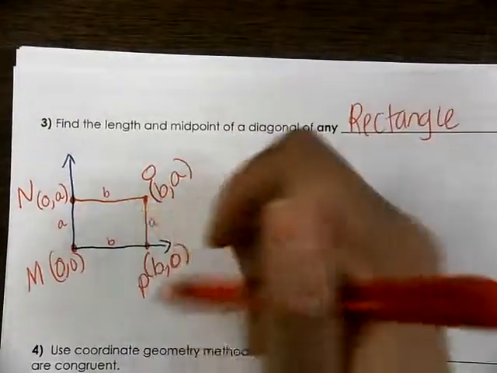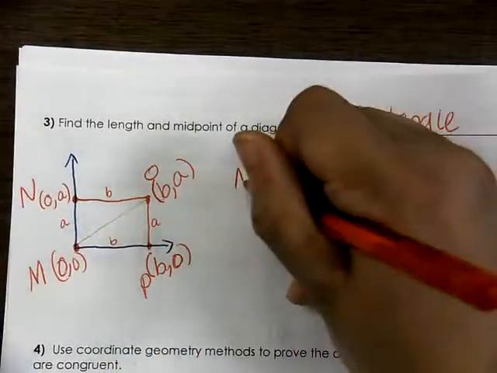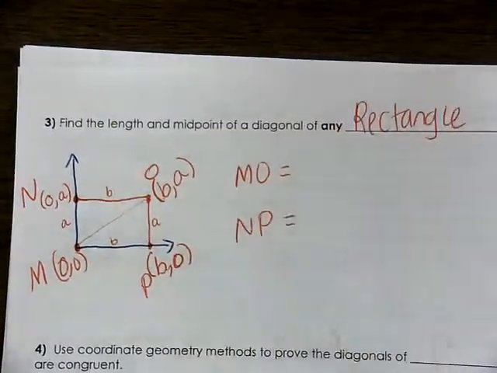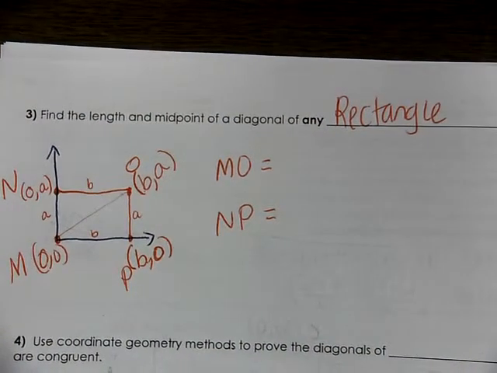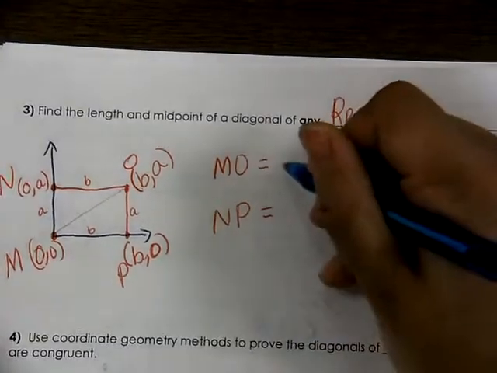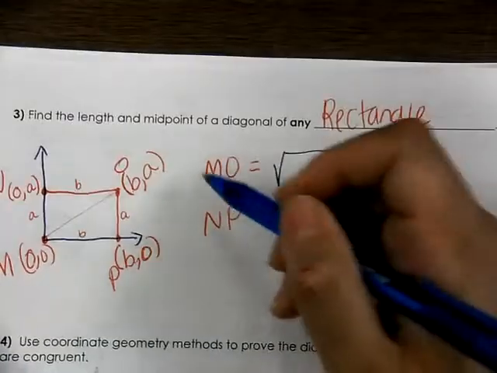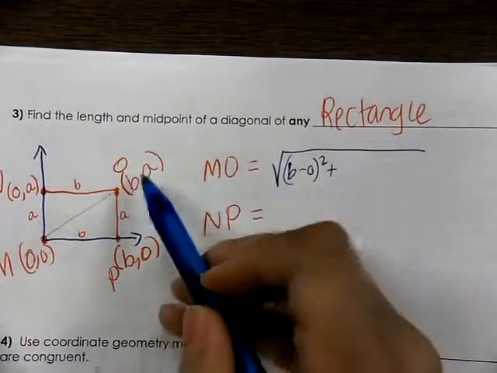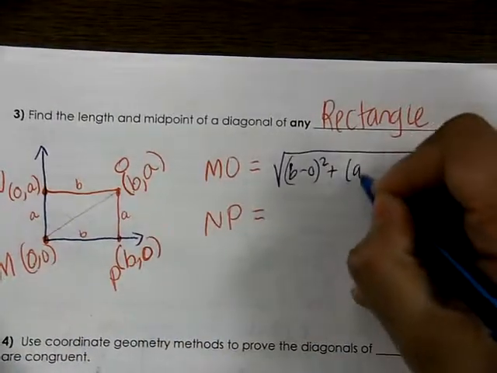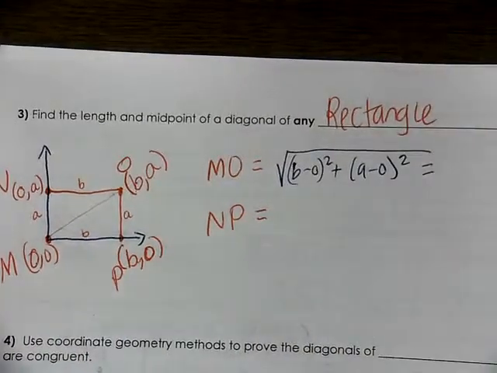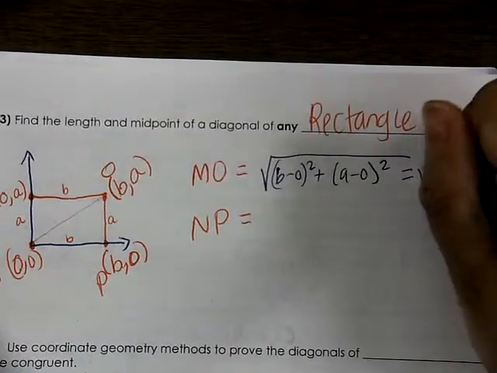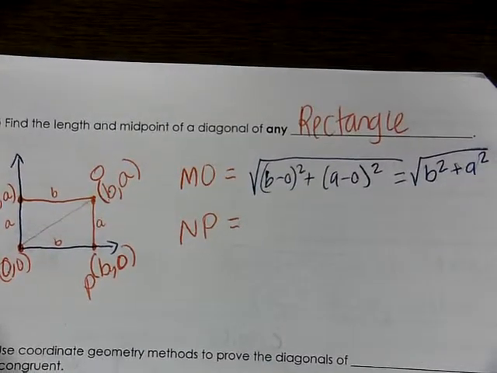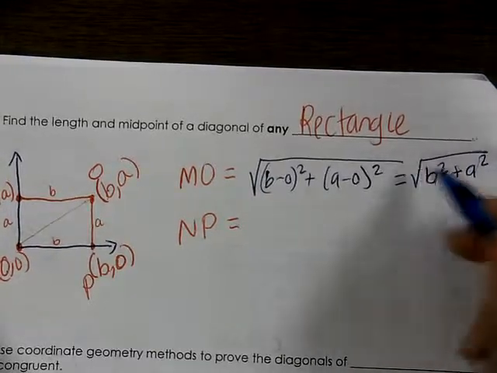So let's start with the diagonals. One of the diagonals is MO. The other diagonal is NP. So using my coordinates, I can show that the diagonals of a rectangle are congruent. Let's show that that's true. So here's my distance formula again. B minus 0 squared are my two x's, and I am adding A minus 0 squared for my y's. So this would be square root of B squared plus A squared. Now technically the order there does not matter, but that's what I get for my one diagonal.